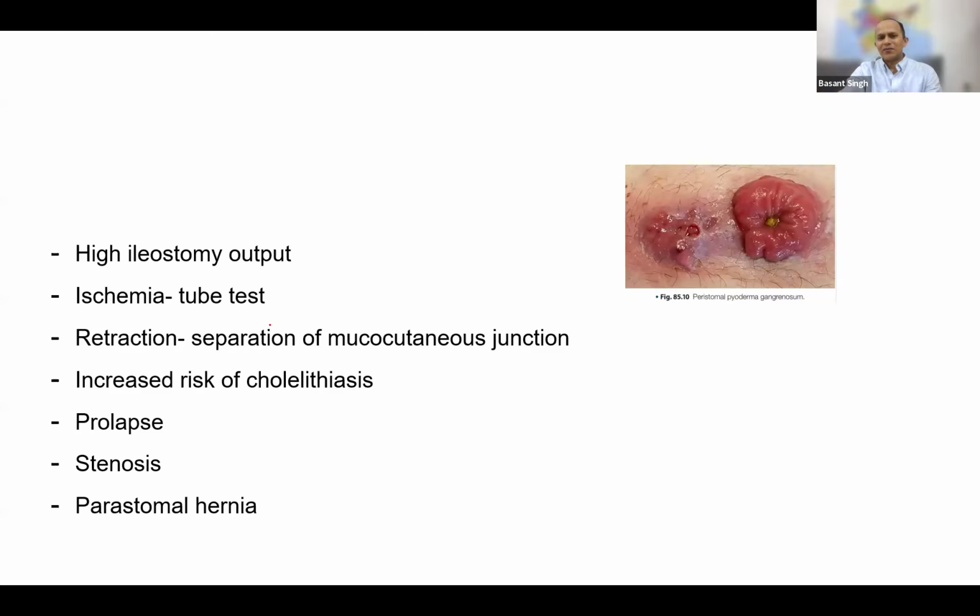You can have separation of the mucocutaneous junction. There's an increased risk of gallstones because of bile acid malabsorption, because you have resected the ileum or diverted it, so the enterohepatic circulation of bile is affected. You can have prolapse, stenosis, parastomal hernias. What is this? This is pyoderma gangrenosum. You have to rule out Crohn's. Yes.